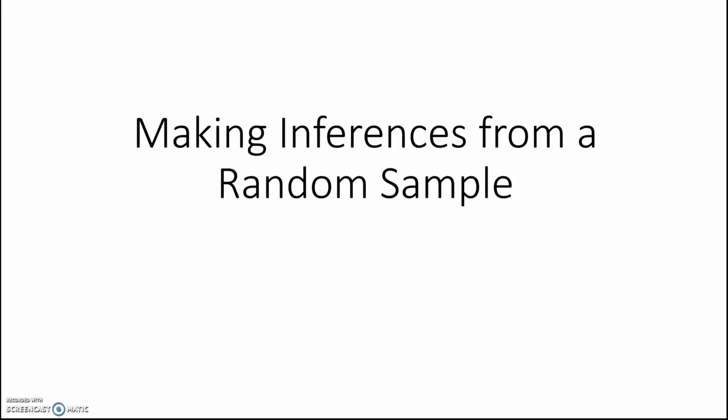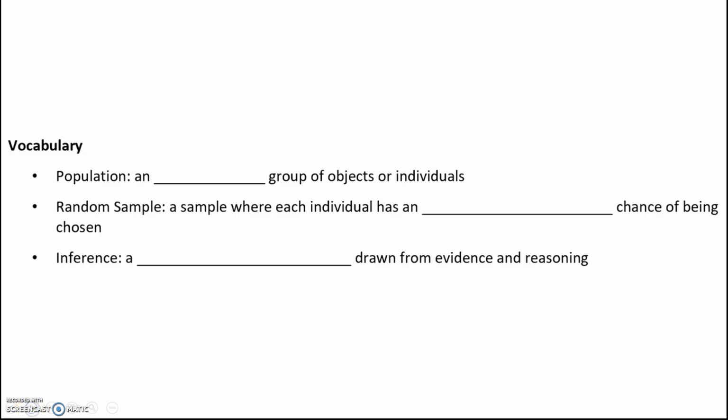Today we are learning about making inferences from a random sample. So first we're going to start out with our vocabulary. It says population. A population is an entire group of objects or individuals. Let's say a population, for example, could be all Miller students.